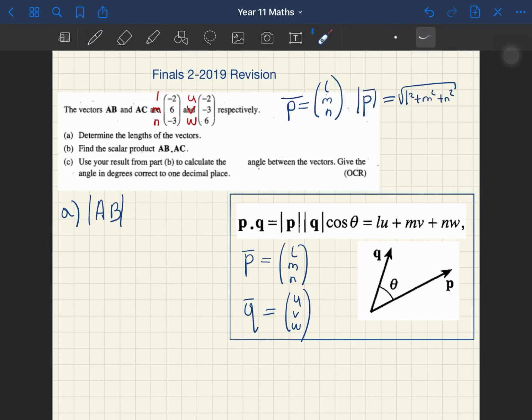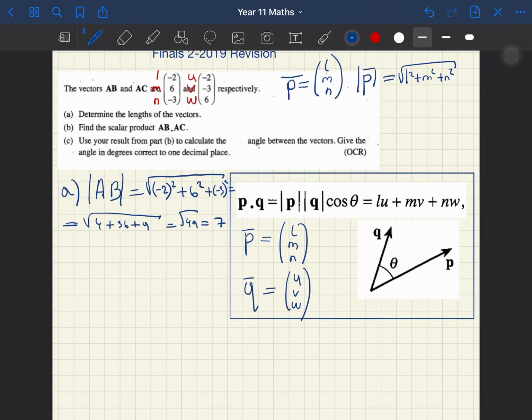So for AB, the components are minus 2, 6, and minus 3. Then the magnitude of AB equals the square root of minus 2 squared. Please don't forget to put the brackets next to the negative numbers, okay? Don't forget about this. Minus 2 squared plus 6 squared plus minus 3 squared. Then it's going to be 4 plus 36 plus 9, which is the square root of 49, which is equal to 7.